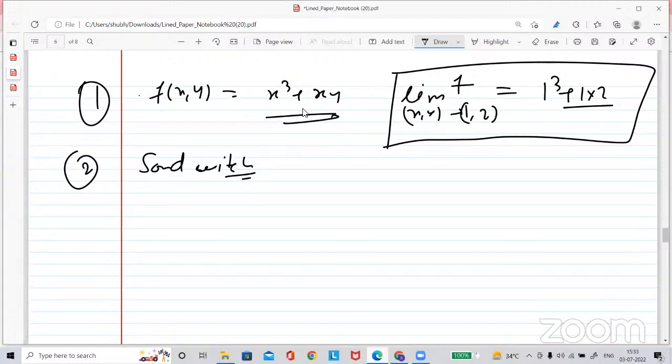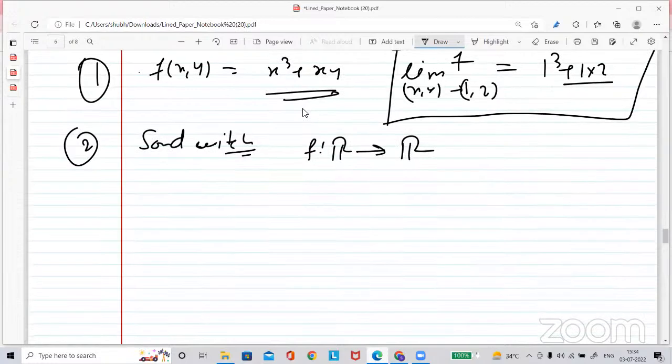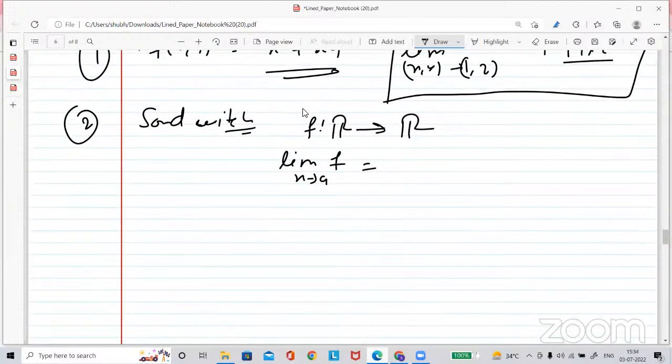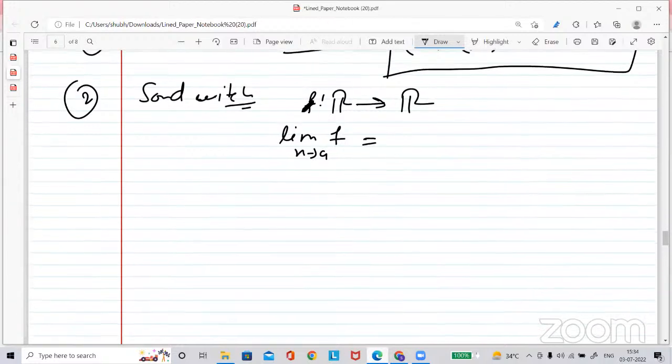Suppose we have a function from R to R. Sorry, in calculus I'm just saying for one variable. Suppose we have a function from R to R, and we want to find the limit of this function as x goes to a. But you are lucky. I'm using the word lucky just now. And what is that luck? The luck is that your function is like this.